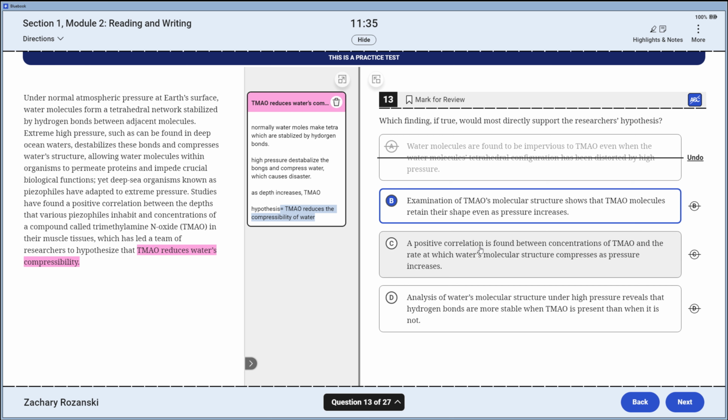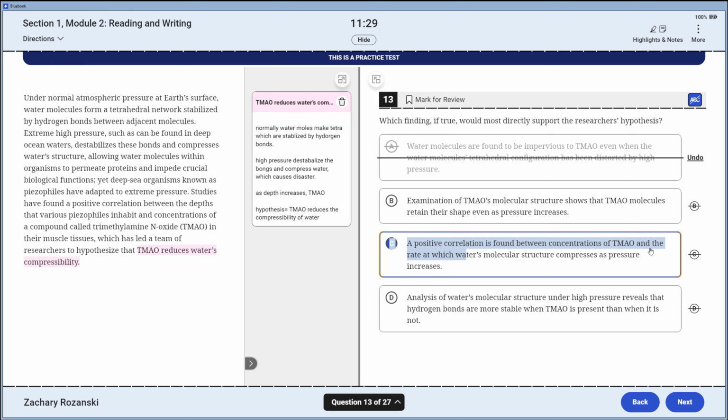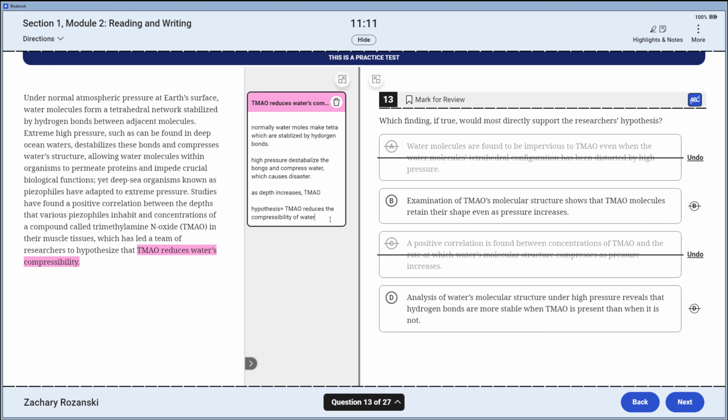A positive correlation is found between concentrations of TMAO and the rate at which, I don't like the rate at which, but I'm going to keep reading, and the rate at which molecules are. So this is like speed, how faster and faster. Nothing that I summarized here is how fast it happens. Analysis of water's molecular structure under high pressure reveals that hydrogen bonds are more stable when TMAO is present than when it is not. Yes, TMAO reduces the compressibility of water.